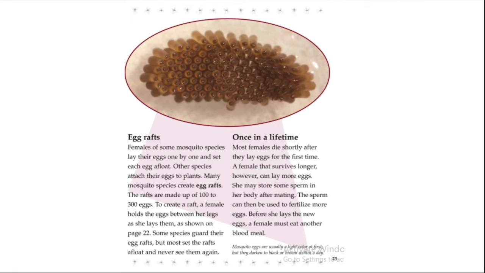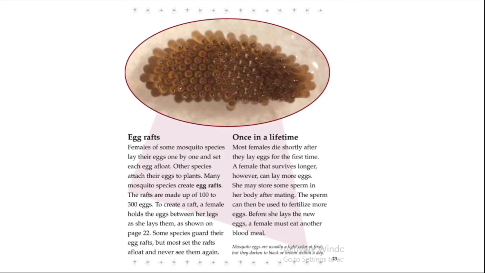Egg rafts. Females of some mosquito species lay their eggs one by one and set each egg afloat. Other species attach their eggs to plants. Many mosquito species create egg rafts. The rafts are made up of 100 to 300 eggs. To create a raft, a female holds the eggs between her legs as she lays them. Some species guard their egg rafts, but most set the rafts afloat and never see them again. Once in a lifetime. Most females die shortly after they lay eggs for the first time.